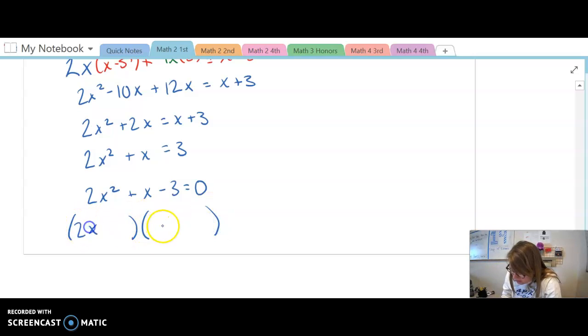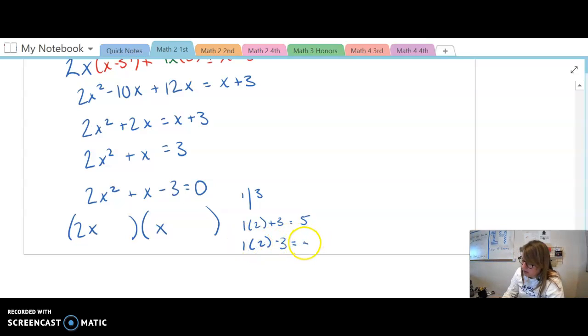Factoring, we have a 2x here and an x here. We need something that multiplies to 3 but adds to 1. Well, 3 only has 1 and 3 as the factors, so now we just have to align them correctly. So we have 1 times 2 plus 3, well, that's going to be 5. I did something wrong. I need to remember that if c is negative, that means one of our signs is going to be different. So this would actually be 1 times 2 minus 3, which is going to be a negative 2.